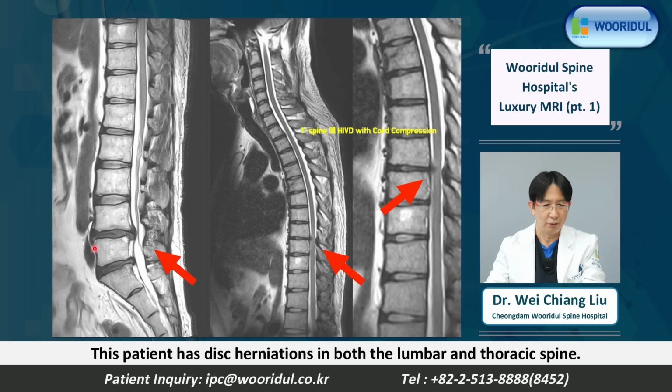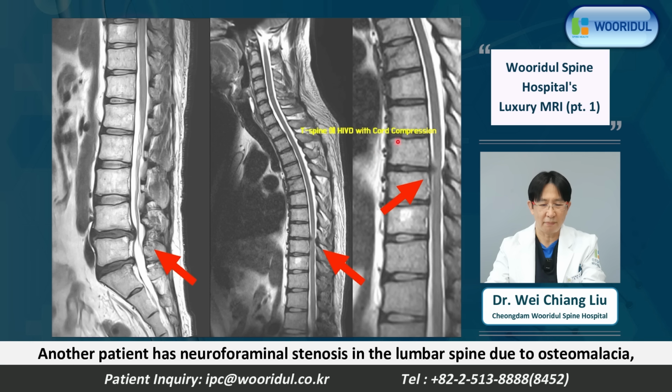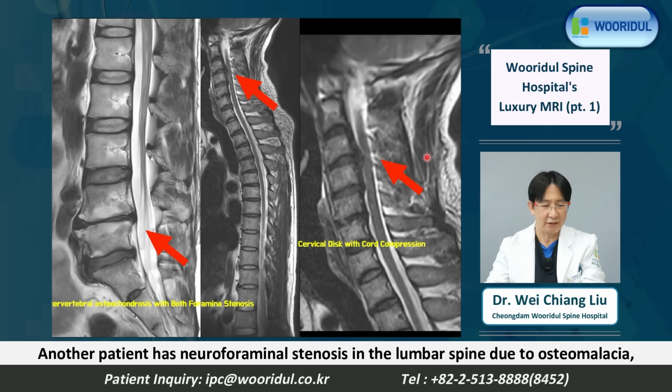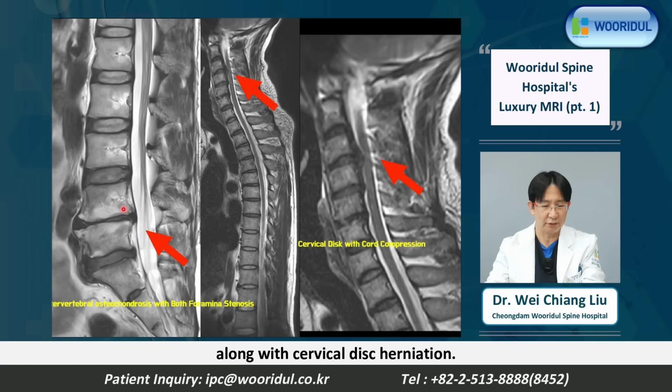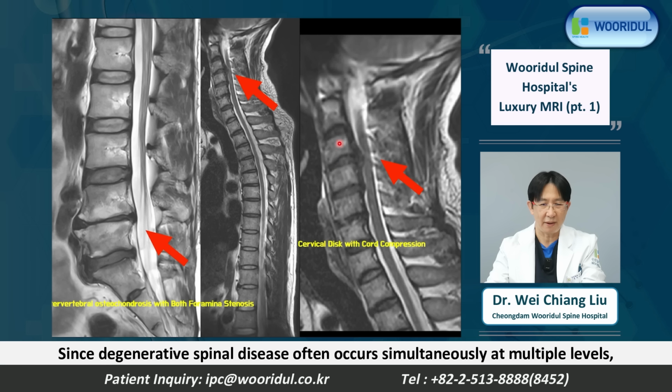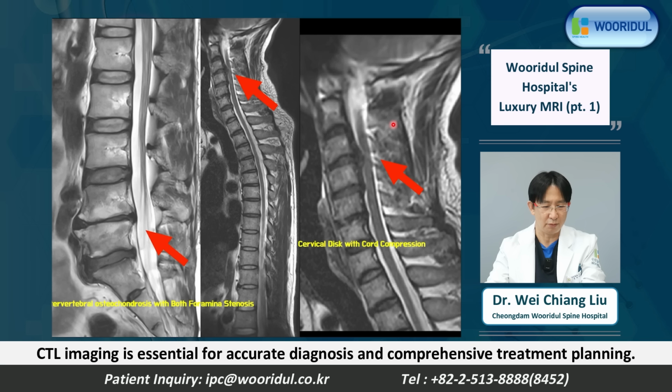This patient has disc herniations in both the lumbar and thoracic spine. Another patient has neuroforaminal stenosis in the lumbar spine due to osteomalacia, along with cervical disc herniation. Since degenerative spinal disease often occurs simultaneously at multiple levels, CTL imaging is essential for accurate diagnosis and comprehensive treatment planning.